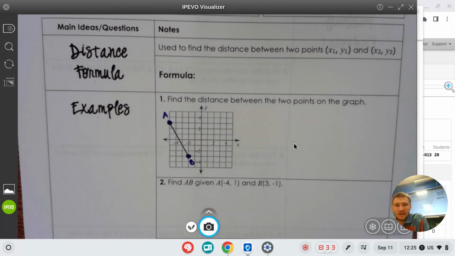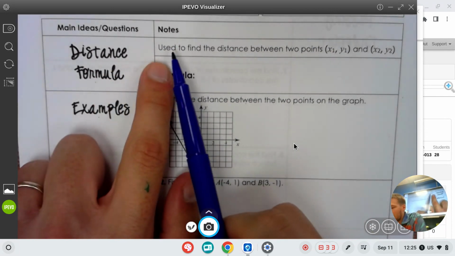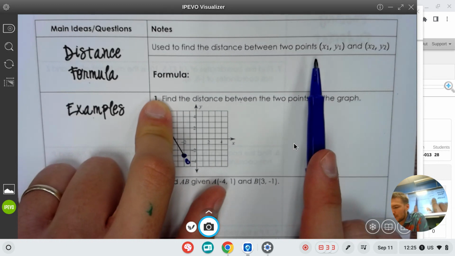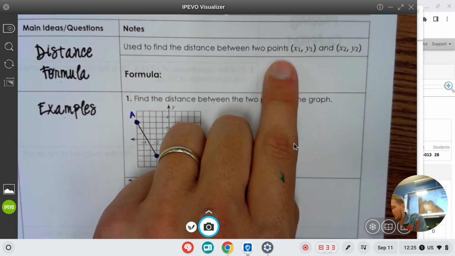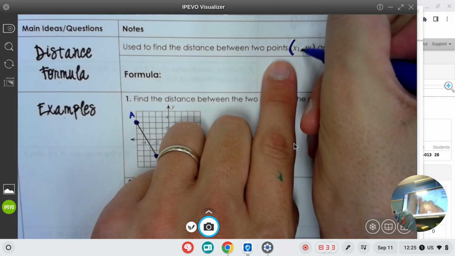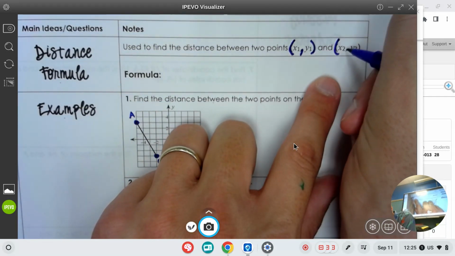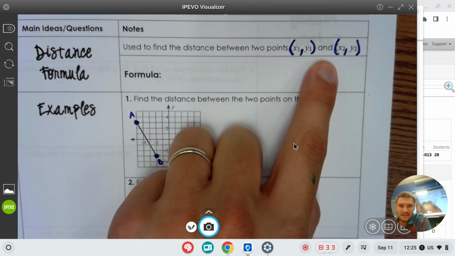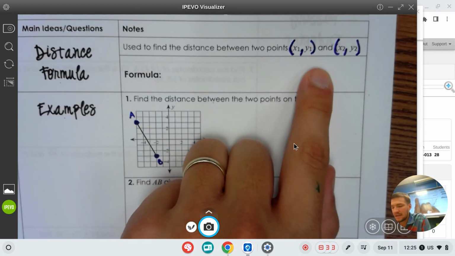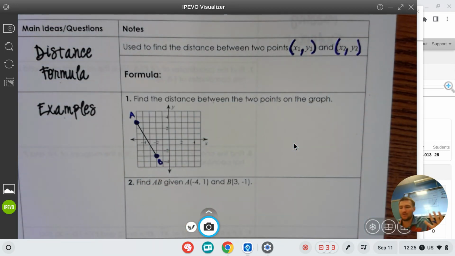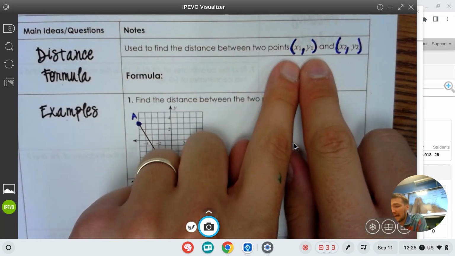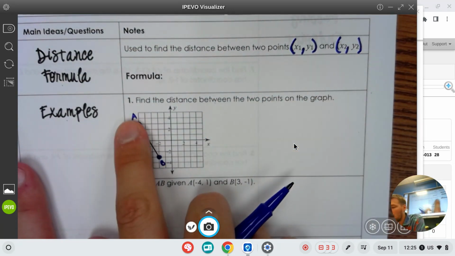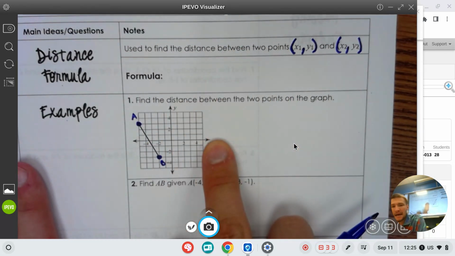Distance formula. Looking at these distance formula notes, it says it's used to find the distance between 2 points, of course. Now, it talks about parentheses, comma, parentheses, and parentheses, comma, parentheses. These are going to be coordinates or points. And obviously, if we want to find the distance between 2 points, we're going to need 2 different points themselves. So for number 1, we're going to skip the formula, we'll come back.